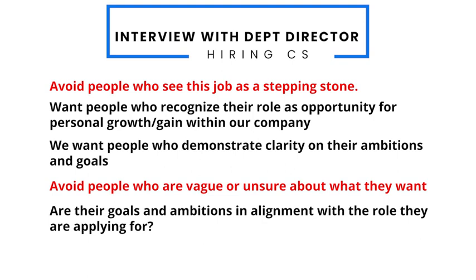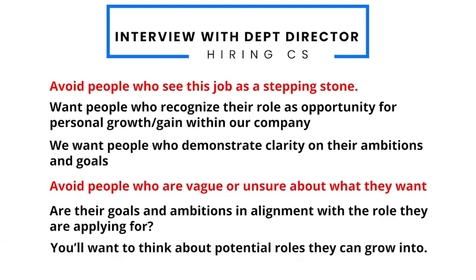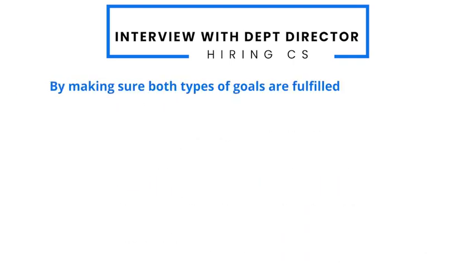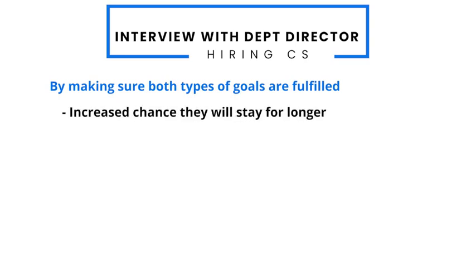Ideally, you want candidates whose short-term goals are going to be fulfilled in the role that they're applying for. If the role they're applying for also fulfills their long-term goal, that's great. But most likely, this won't be the case for your frontline staff, and you'll want to think about what other potential roles they could grow into in your business to help them get towards their end goal. By making sure that both types of goals will be fulfilled, there's an increased chance that your employee will stay with your company for longer, and that they'll be happier overall.